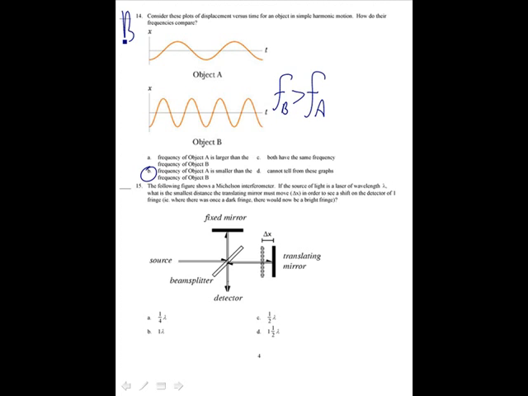Following figure shows a Michelson interferometer. What is the smallest distance that you can move this mirror in order to see a shift of 1 fringe? That is, where there was a dark fringe, there is now a bright fringe. In order to have that, you need a path length difference of a half of a wavelength. To make a bright fringe into a dark fringe, that's a path length difference of a half a wavelength. So that means that this distance, which is traveled twice, has to be a quarter wavelength. So the answer is A.